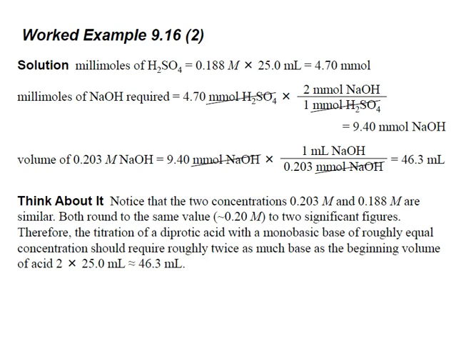Notice that the two concentrations, 0.203 molar and 0.188 molar, are similar, both round to the same value of 0.2. Therefore, the titration of a diprotic acid with a monobasic base of roughly equal concentration should require roughly twice as much base as the beginning volume. So we started with about 25, double that is 50. So we got 25 and 2, which gives us 46.3. So just kind of using some logic there.